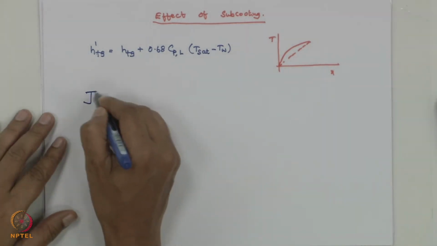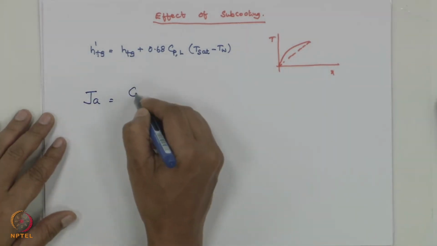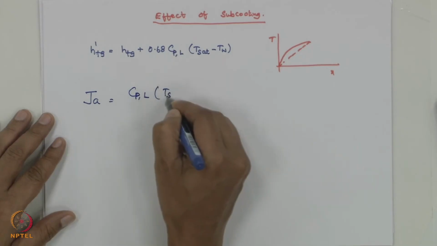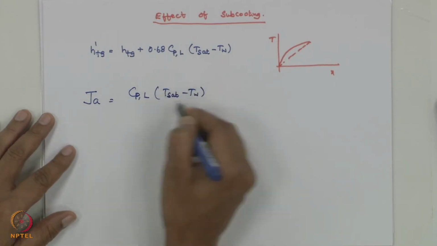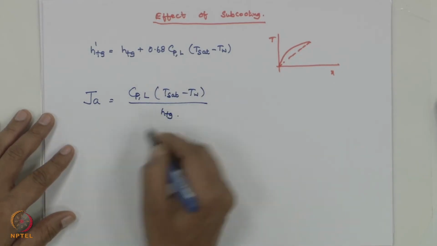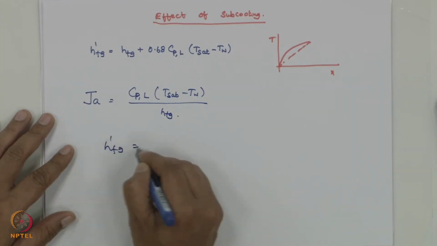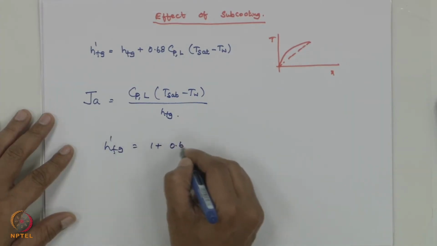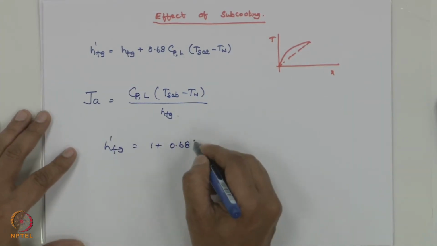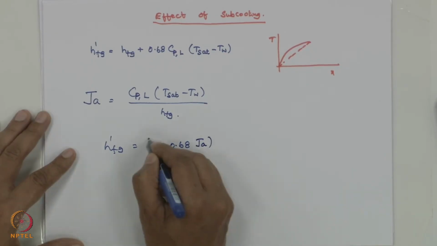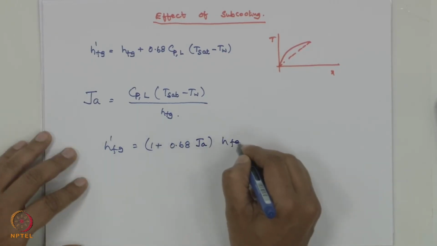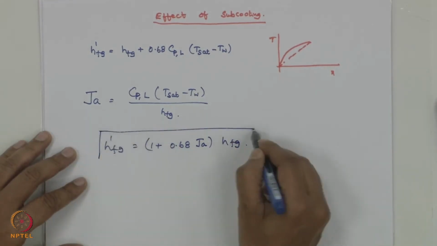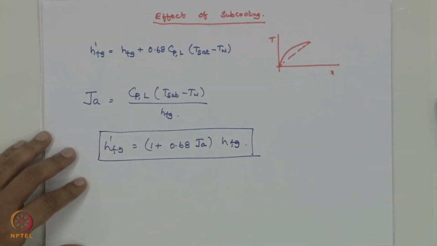And one thing I want to introduce, that is Jacob number, Cp L into delta T saturation, that is sensible heat upon latent heat. So h_fg prime will be equal to 1 plus 0.68 into Jacob number into h_fg. This is what you will get in terms of Jacob number.